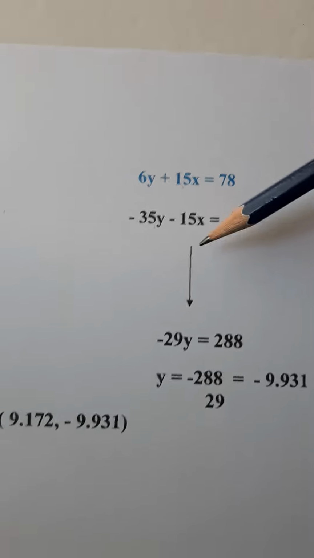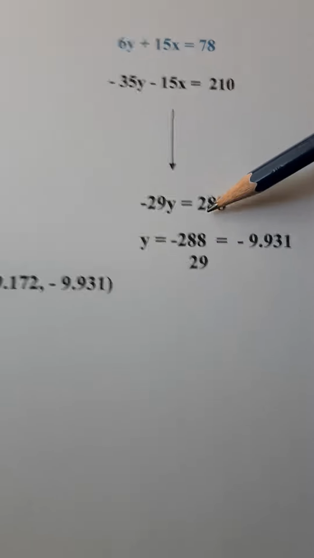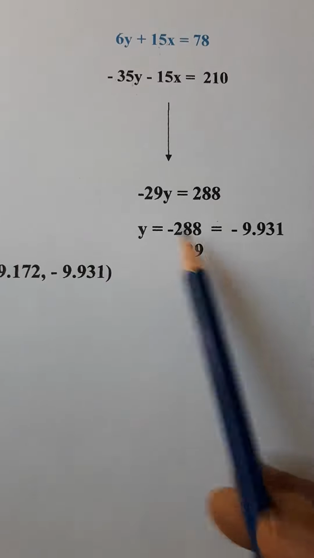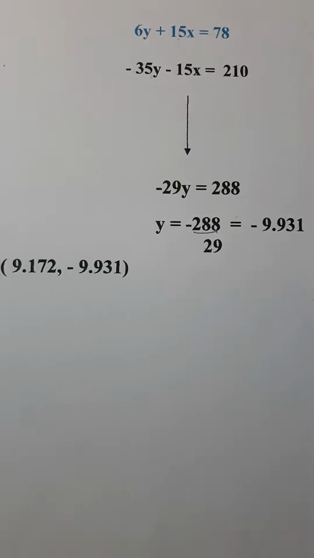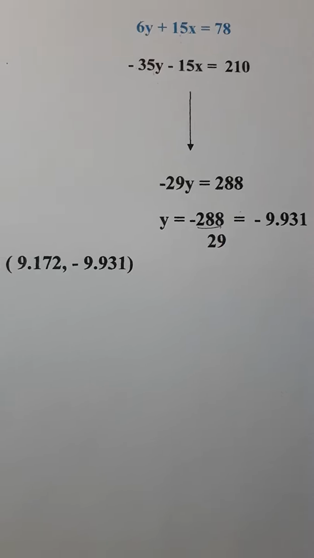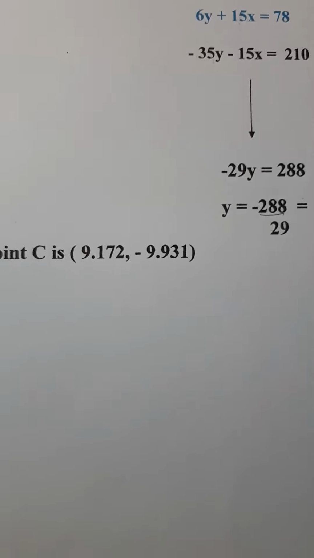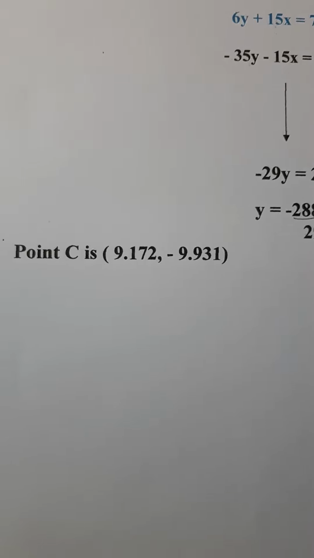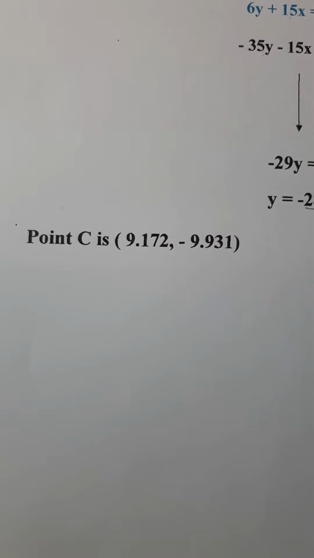X will cancel out. Add these two, divide both sides by minus 29, and you get the y value, and you can do the rest as an exercise. Put this y value in one of the previous equations and calculate your corresponding x value. So you get your point C as this one.